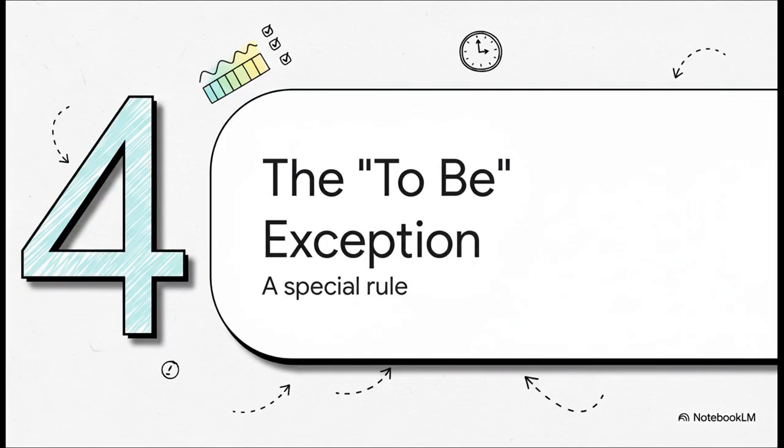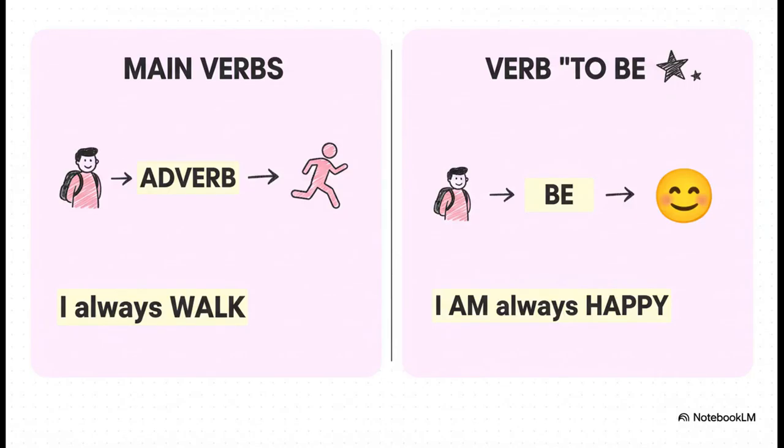You knew it was coming, didn't you? In English, there's almost always an exception. But the good news is, it's just for one special verb, probably the most common verb of all, the verb to be. Am, is, and are. So, here's the big reveal. Let's put these rules side by side. For pretty much every verb, the adverb comes before. But for the verb to be, it flips. The adverb comes after. So you'd say, I always walk, but you say, I am always happy. See how always jumps to the other side of am? That's the one special case you gotta remember.